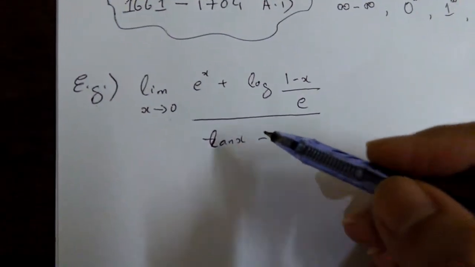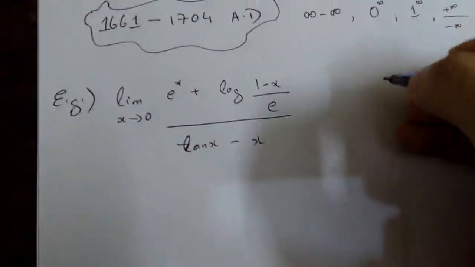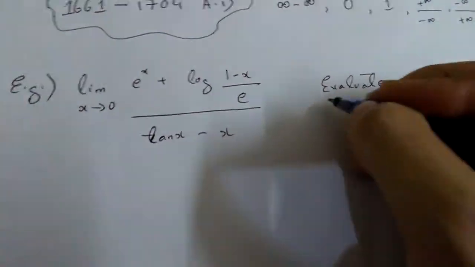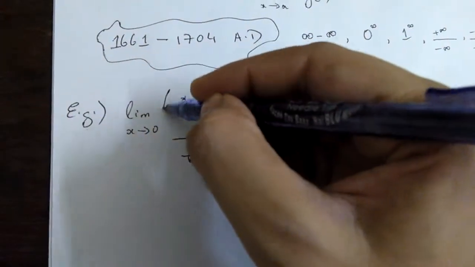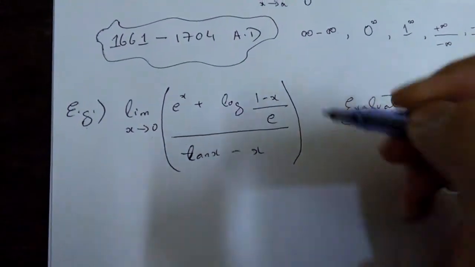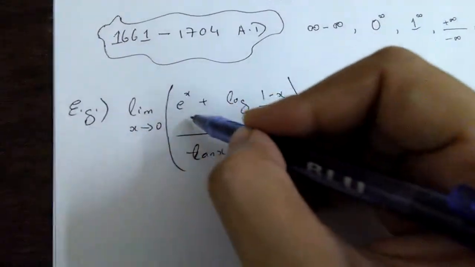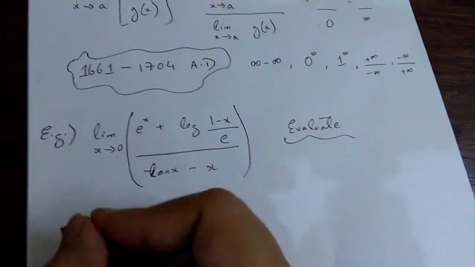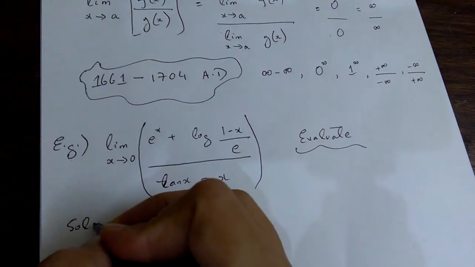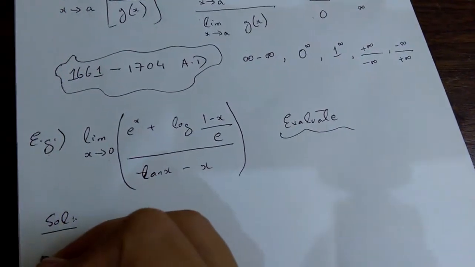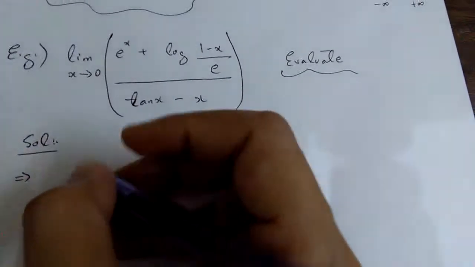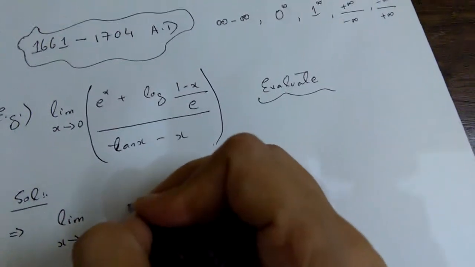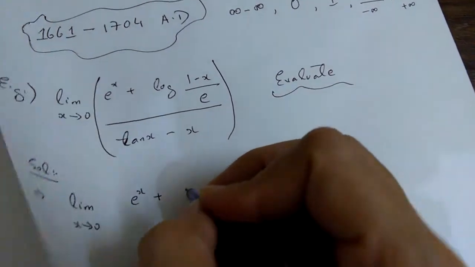Okay folks, so this is an example that we have to evaluate. This is entirely a full function expressed in quotient form. So I take this function as my f of x and this function as my g of x. Individually, I'm going to apply the limit on this numerator function as well as the denominator function.